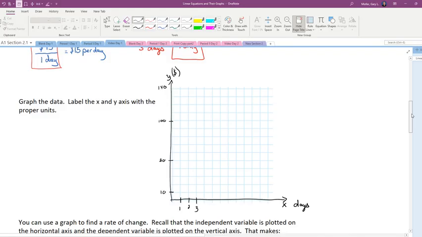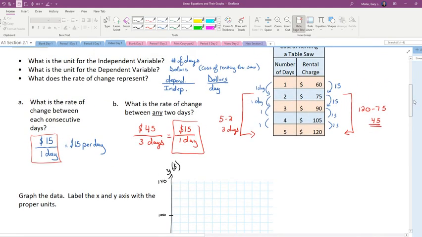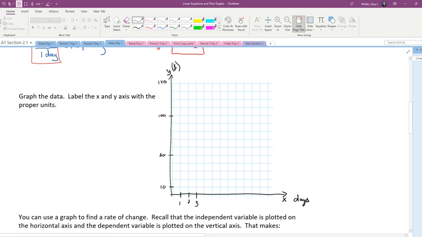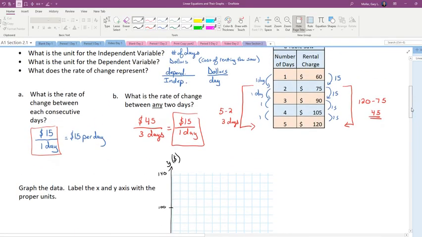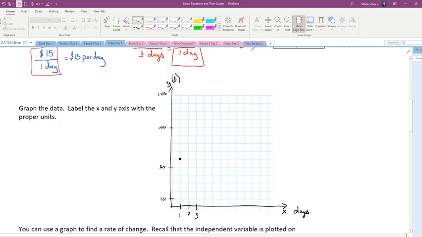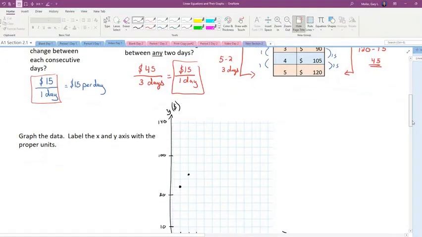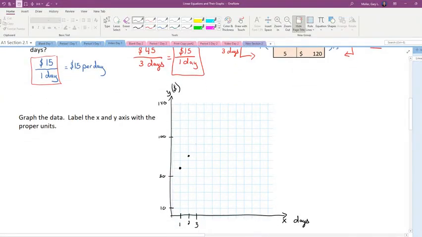All right, let's now graph our data. One day, $60. So independent is 1, 60. We're going by 10, so it'd be $60. 2 days, $75, so halfway up. 3 days is 90. 4 days is going to be 105, halfway up. And day 5 is 120, which would be right there.